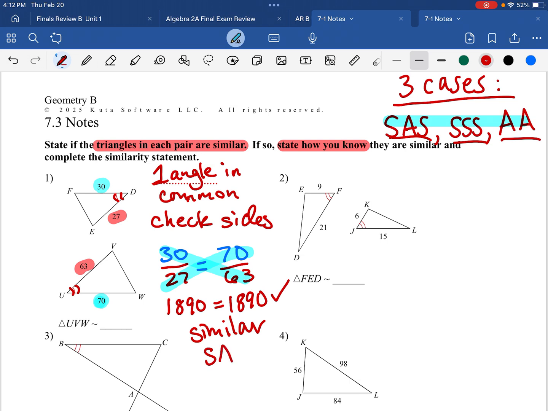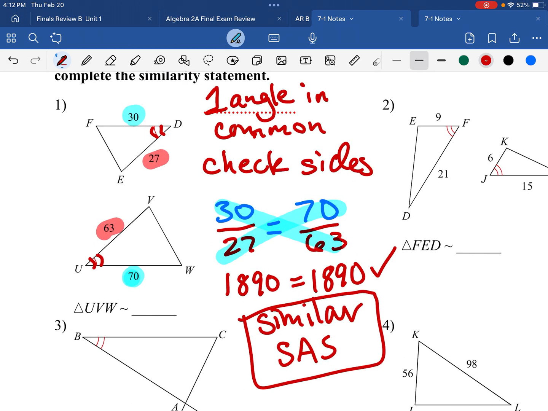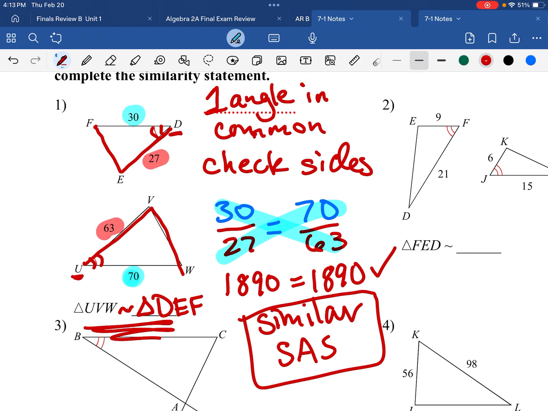And how did I know? Well, it's from side, angle, side. Because the two sets of sides that share the same angle are proportional, that is how I know. Now this little statement down here, this little squiggly line, means similar. The order on these letters does matter. So if I go U to V to W, the letter that corresponds with U would be D. So it'd be triangle D to E to F. That would be what's called the similarity statement.